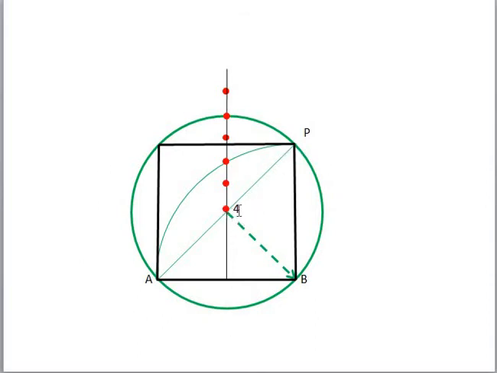Remember this, I have marked here 4. 4 means 4 sides of a square. Then come to the next step.